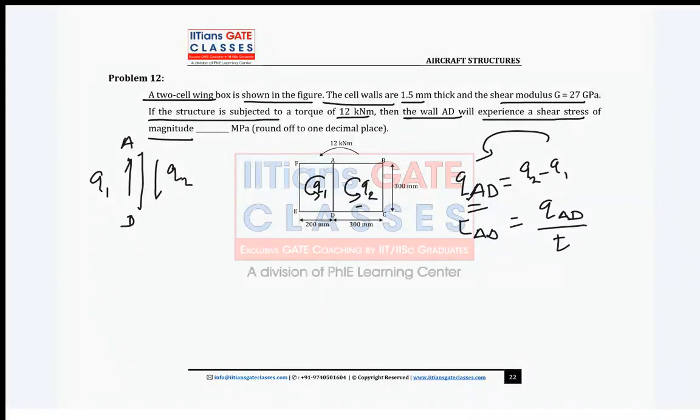Now guys, in this, q1 and q2 are unknown. What is given? The total applied torque is given and other dimensions are given. Okay, so guys, we know from Bredt-Batho theory, T equals 2A1 q1 plus 2A2 q2, for a multi-cell structure. Now here guys, everything we will convert to Newton mm. So what is the torque given? 12 kilonewton meter, so it is 10 to the power 6.